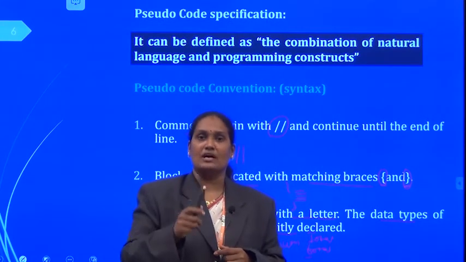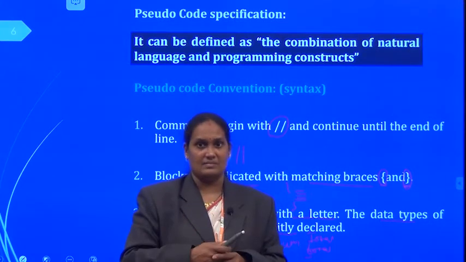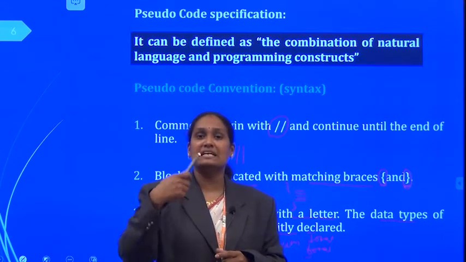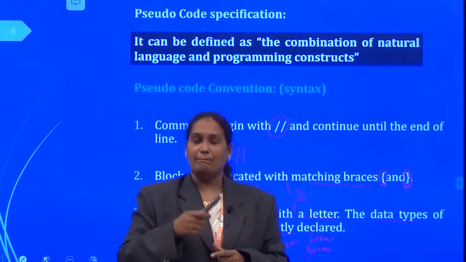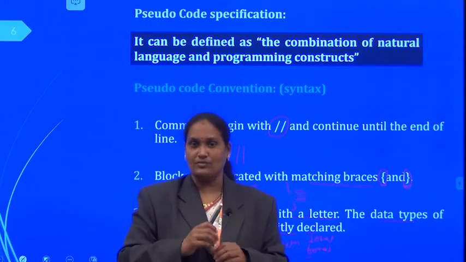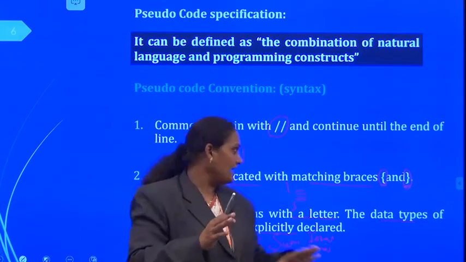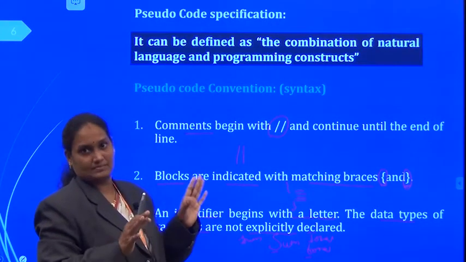In case of programming languages like C or Java, you have to declare the variables before using them in your programming. But in case of pseudocode, there is no need of declaration of variables. The data types need not be explicitly declared.